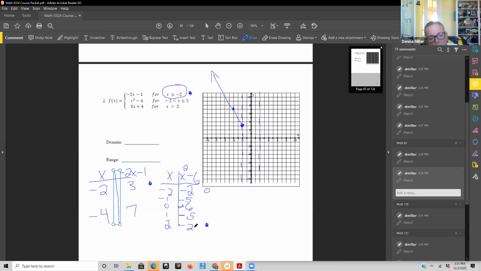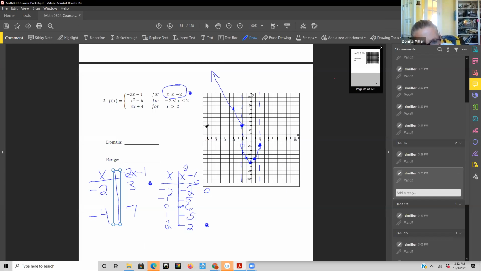All right, so I'm just going to plot those points. All right, -2, -2 is an open circle because of that no equals. I'll write it right there. -1, -5. 0, -6. 1, -5. 2, -2 is going to have a closed circle. All right. So there's that guy.